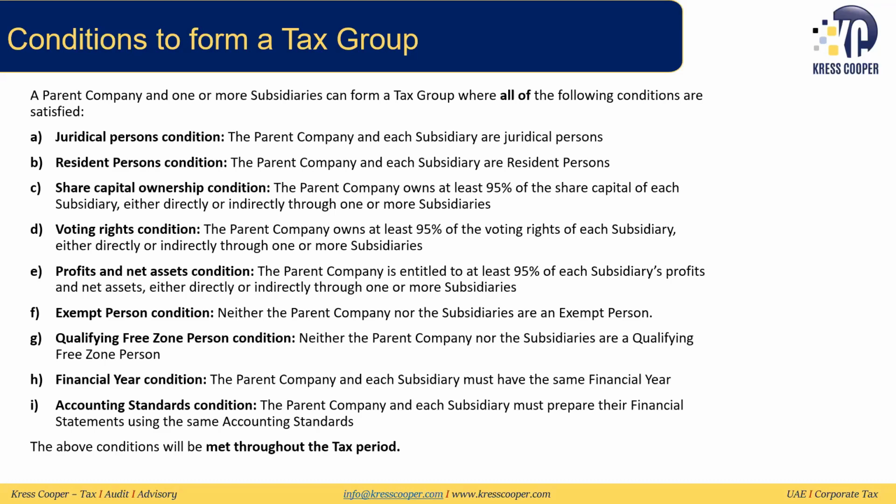On the resident person condition, we had discussed that a parent company and all the subsidiaries in a tax group need to be resident persons, meaning either they need to be incorporated in the UAE, or if they're incorporated outside of the UAE, they need to be managed and controlled in the UAE. If there is a double taxation agreement between the UAE and another jurisdiction where the company is, they need to be a resident of the UAE under that agreement.